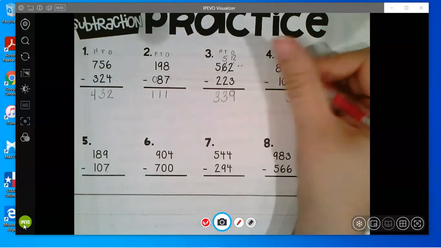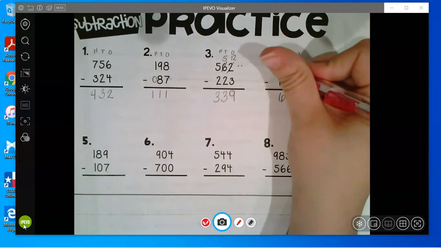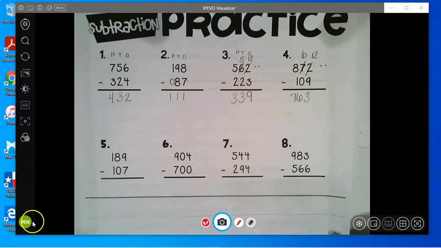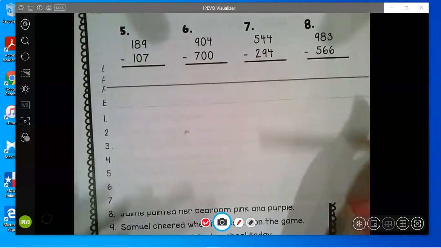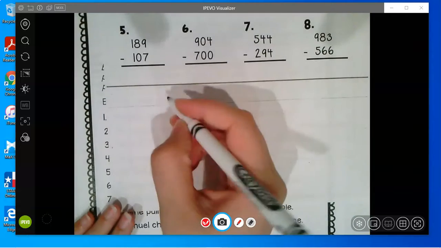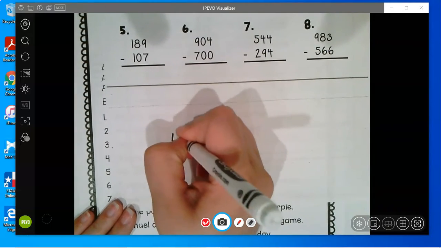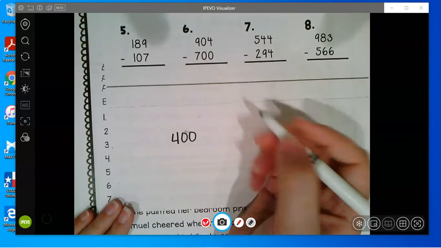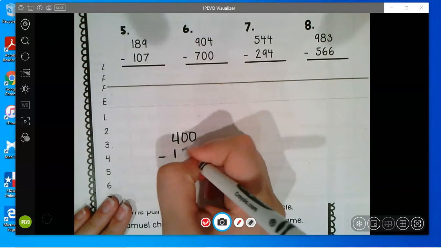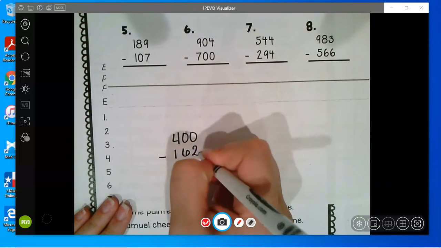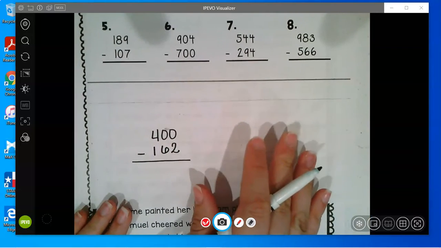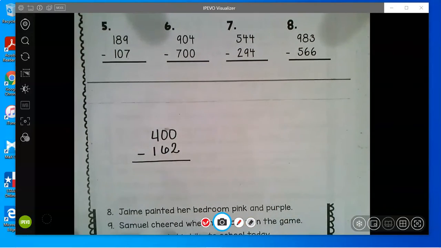6 minus 0 is 6. And 8 minus 1 is 7. Okay, I want you to go down to the very bottom of your paper, and we're going to write a problem that looks like this. 400 minus 162. Okay, I want you to write that. Don't write it really big, just write it normally.